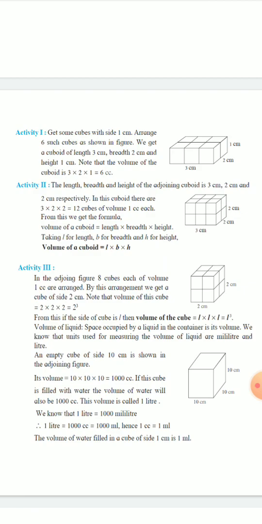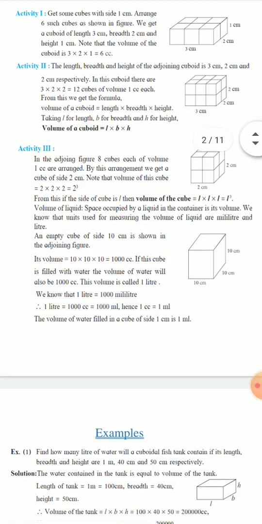But when we measure liquid, we don't measure it in cubic centimeter, we use liter. So 1000 cubic centimeter is equal to 1 liter. So the volume of the liquid inside this cubical container is what? 1 liter. Are you getting it? And we all know 1 liter is 1000 milliliter, or as per the above example, 1 liter is 1000 cc, or we can say 1000 ml. Hence 1 cc is 1 ml, and 1000 cc is 1 liter. The volume of water filled in a cube of side 1 centimeter is 1 milliliter, isn't it?